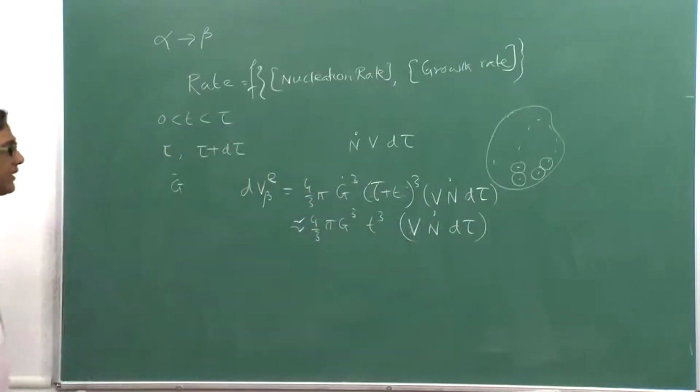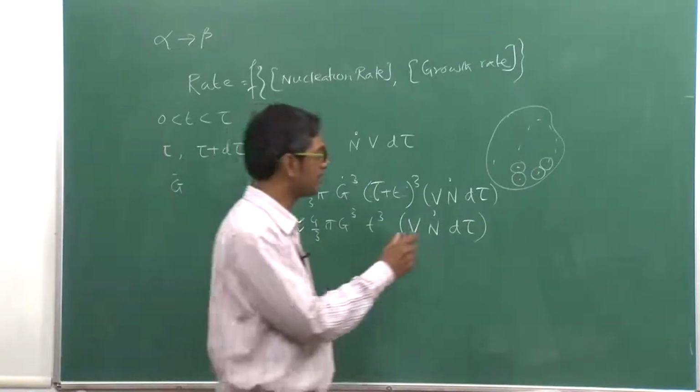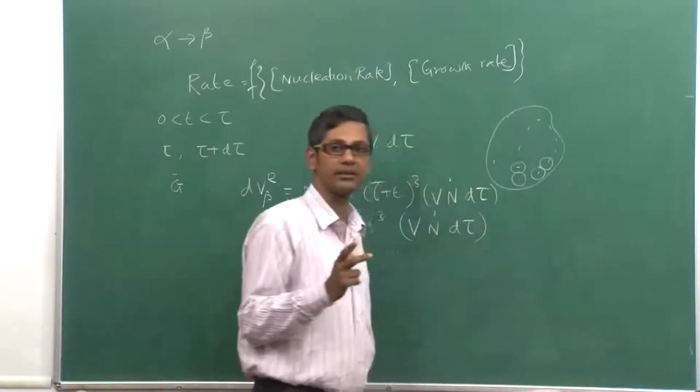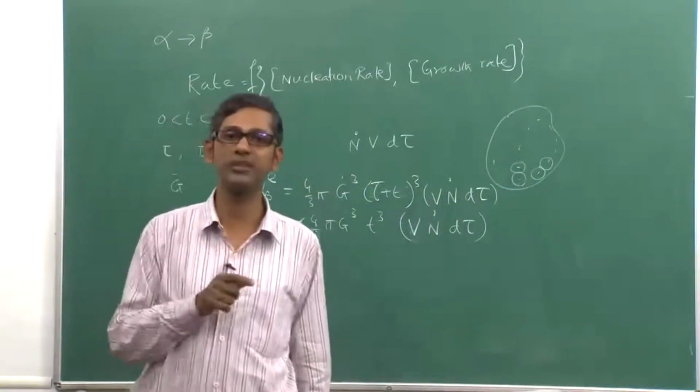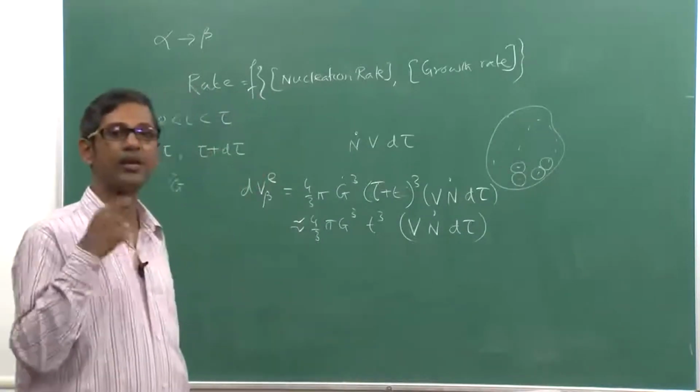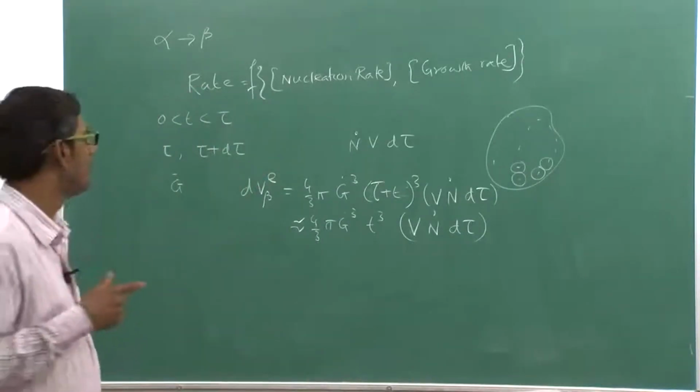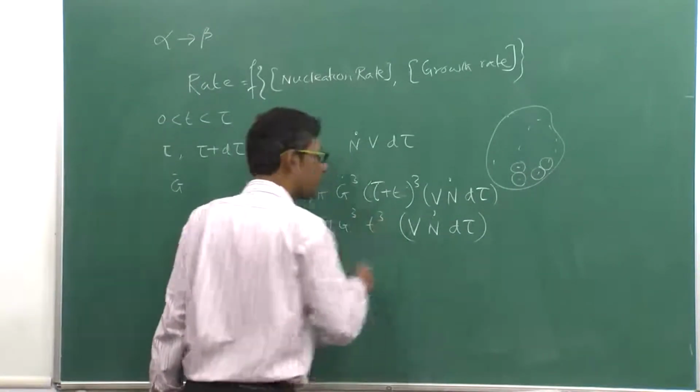So it assumes that all of these things are going like a sphere, which is not always true. In fact, if you have seen the grain boundaries, they are not always looking spherical. So that's the major assumption which is made here.